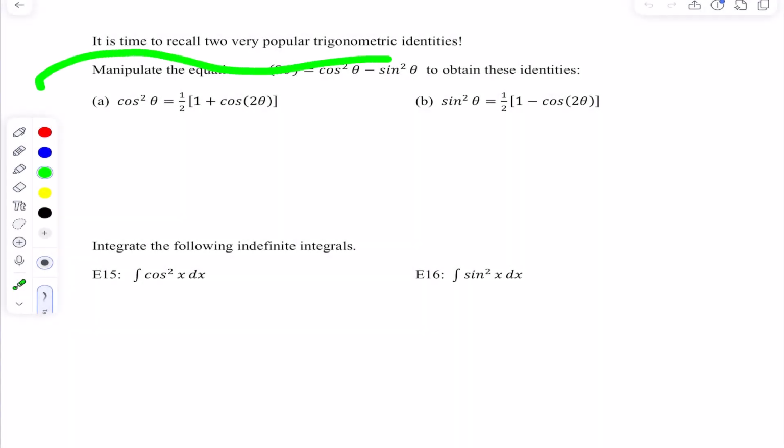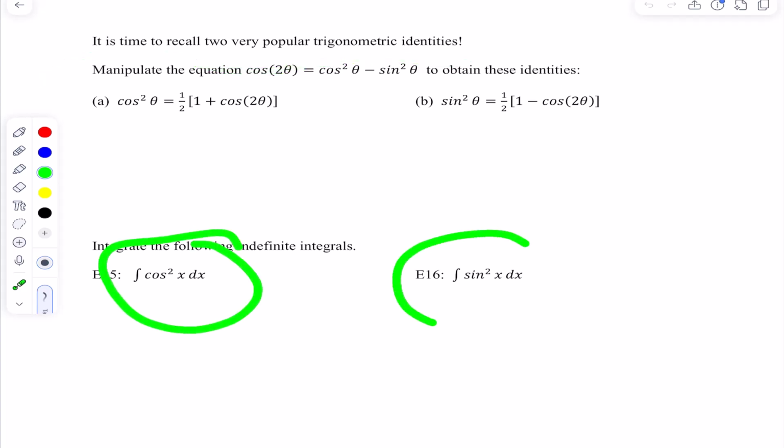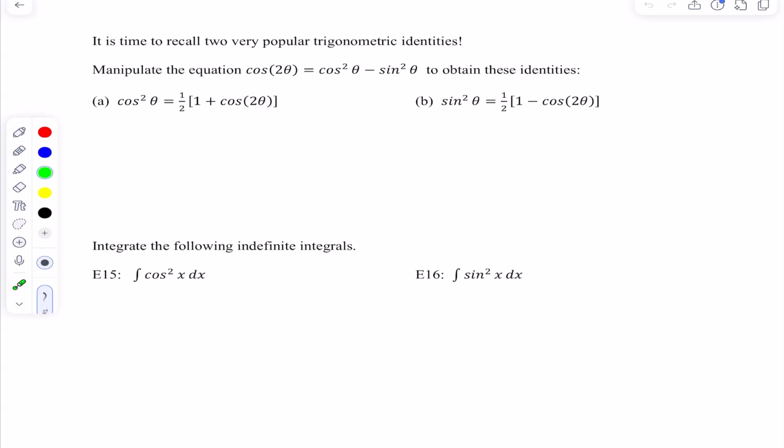We're going to turn our attention to two very popular trigonometric integrals. It's not a surprise that they fall back towards trigonometric identities. So the first couple examples here just say to manipulate this equation until you get this identity. Why don't we do that?